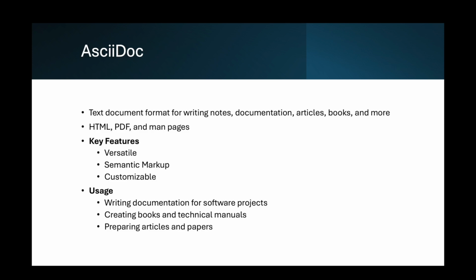Next we look at Asciidoc. Now Asciidoc is a text document format for writing notes, documentations, articles, books, and more. It can be translated to many formats including HTML, PDF, and man pages. Some of the key features include it's very versatile, which is suitable for complex documentation like books and manuals. It has semantic markup, which provides rich semantic markup capabilities. It's customizable, with highly customizable output formats, as I mentioned earlier. Some of the usage is writing documentation for software projects, creating books and technical manuals, preparing articles and papers.